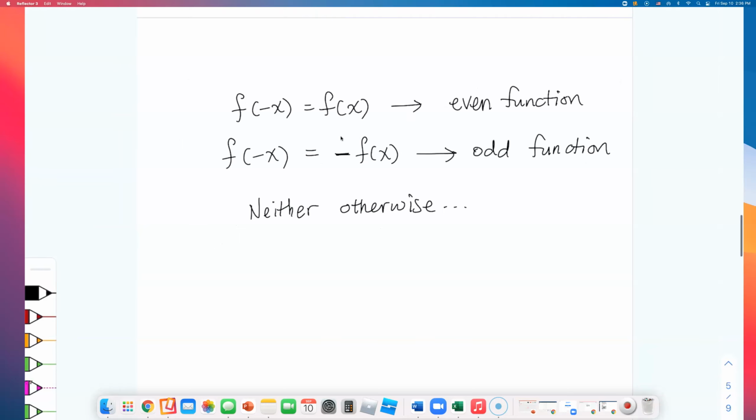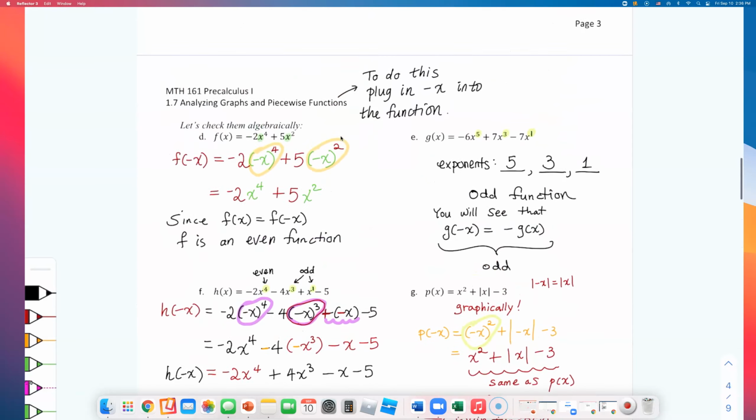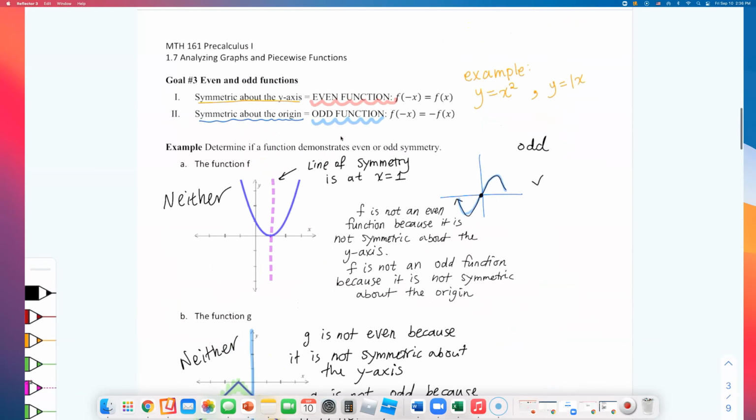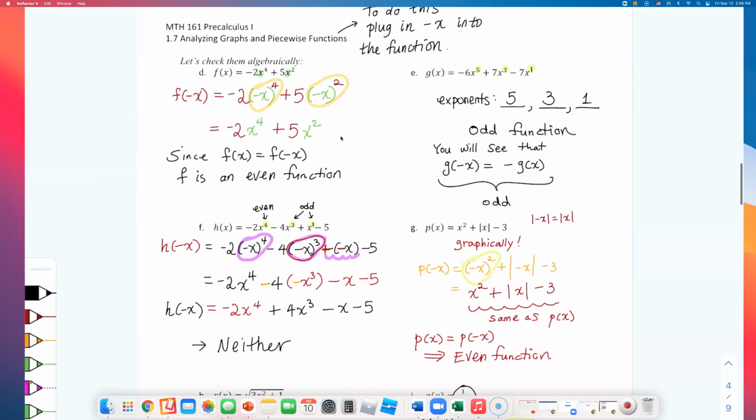So try these problems in your homework for me. Now you learn how to tell whether a function is even or odd graphically, and you also know how to do it algebraically.